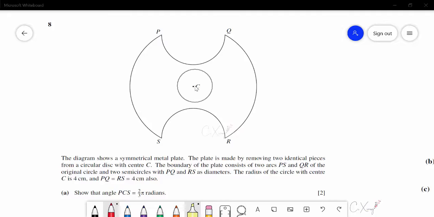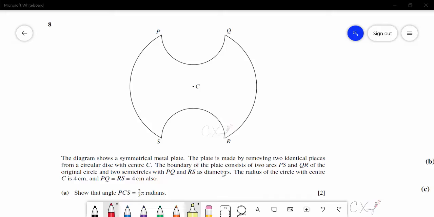Okay, they give us a diagram. It is a metal plate, and the plate is made by removing two identical pieces from a circular disc with center C. So originally it is a circular disc, and the center is C. Then they remove these two parts, this part and also this part, which are identical to each other.